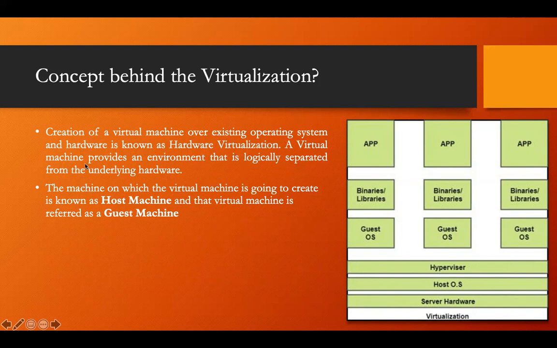A virtual machine provides an environment that is logically separated from the underlying hardware. The machine on which the virtual machine is going to be created is known as the host machine. So in this particular host machine, different virtual machines are going to be created. That's why it is called the host machine. And the virtual machine is referred to as the guest machine, and we have the guest operating system on it.